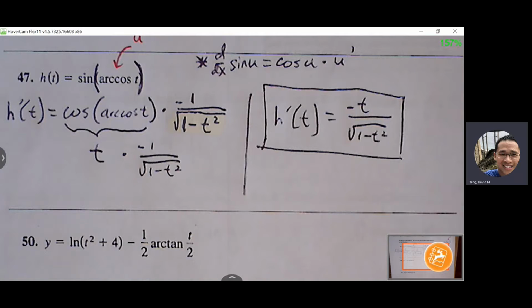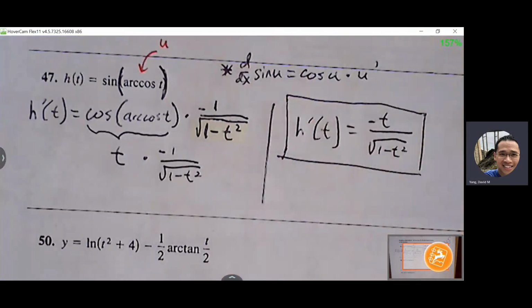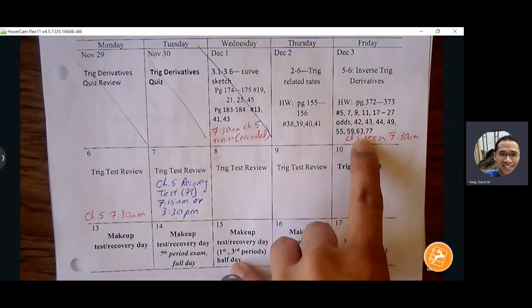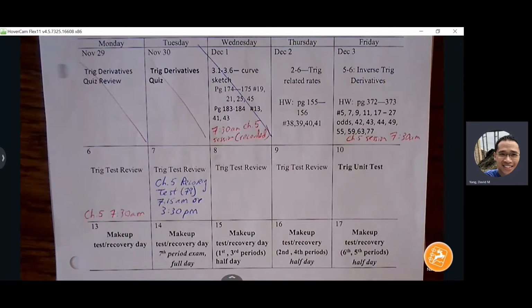Okay, anybody still need this page? Okay, so you guys have a little bit of homework from 5.6. I will check this on Monday. I'll send out a link to some of the homework problems as well as the solutions and the homework page. I had a help session this morning going over chapter 5. I'll also have another help session on Monday going over chapter 5 recovery for your recovery test. And then Tuesday will be the recovery test, either at 7:15 or 3:30 to come in, recover up to 79.